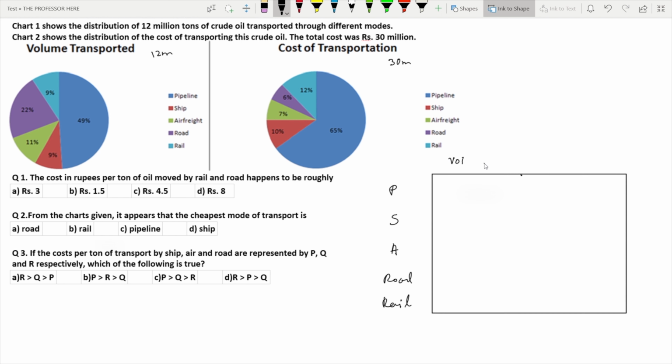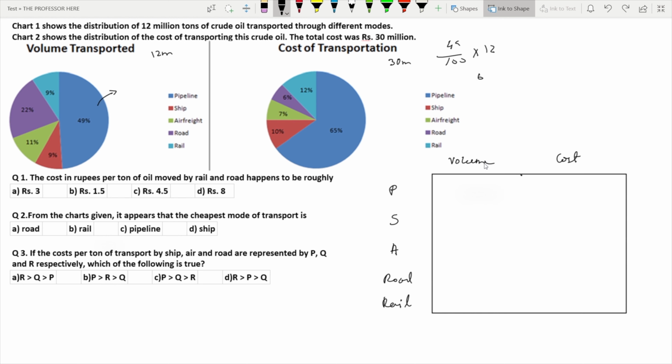Now let's make two columns. First column is for volume and the second column is for cost. So let's fill up the data corresponding to the volume. So for pipeline represented by this dark blue color, it is 49%. So what is 49% of 12 million tons? So 49 divided by 100 into 12. Instead of using this, I would use 50% of 12 million means 6.